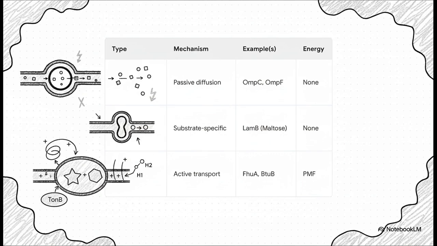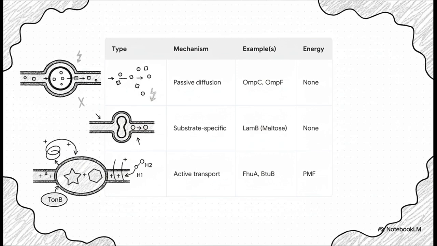Okay, let's break this down using the table. Look at type A, the porin. This is your basic entry point. Think of OmpC or OmpF. They're just open channels, letting small molecules diffuse through. No energy cost, super simple. Now level up to type B, the specific channel. A great example is LamB for maltose. It's still passive, no energy needed, but now it's selective. It's got a specific shape for a specific substrate.